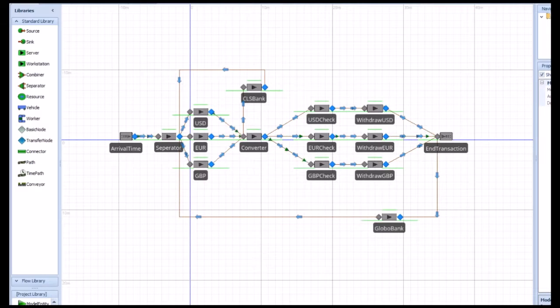Afterwards, it'll go into the next part, which is checking the US dollars, the European euros, and the British pounds. Afterwards, it is going to be withdrawing the money from the pool that the bank has. And afterwards, it is going to the end transaction. Afterwards, it is also being checked to make sure that there is enough money. And if there is not enough money, then Global Bank will have to give the bank a bit more money, which goes all the way back to the beginning of the system.